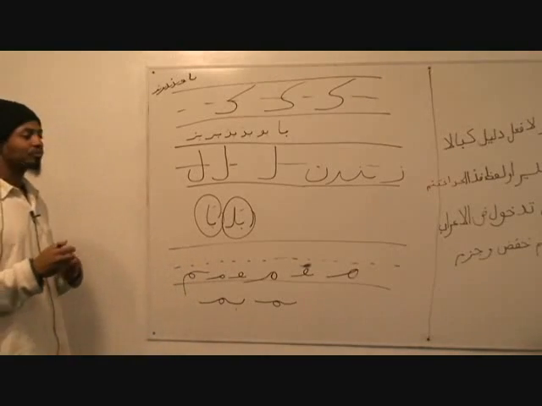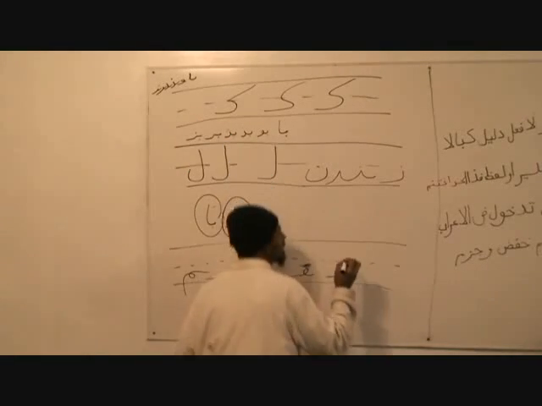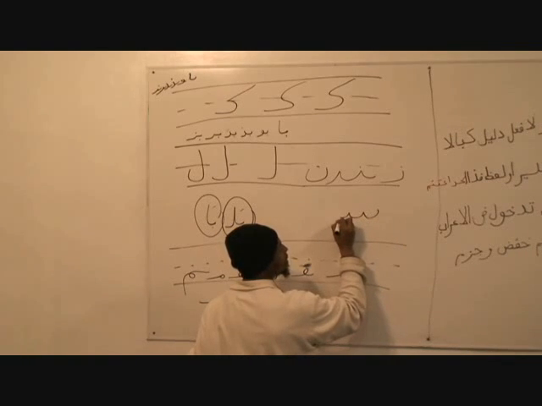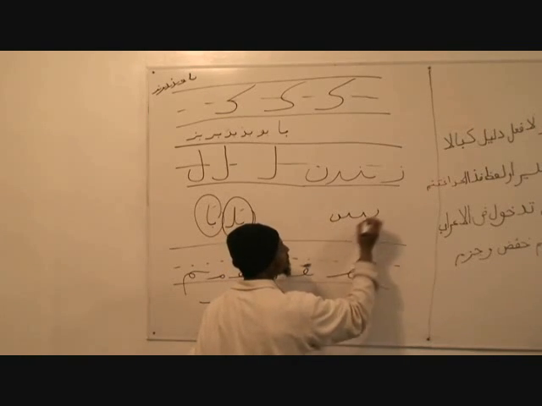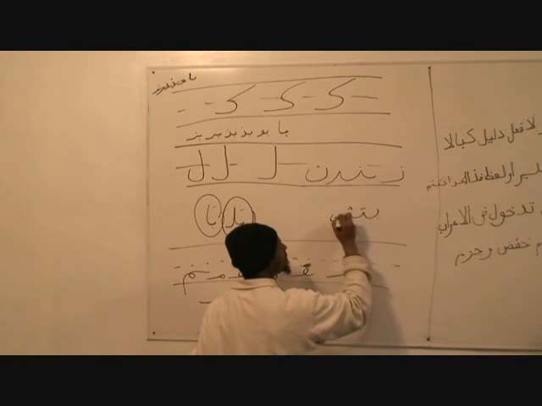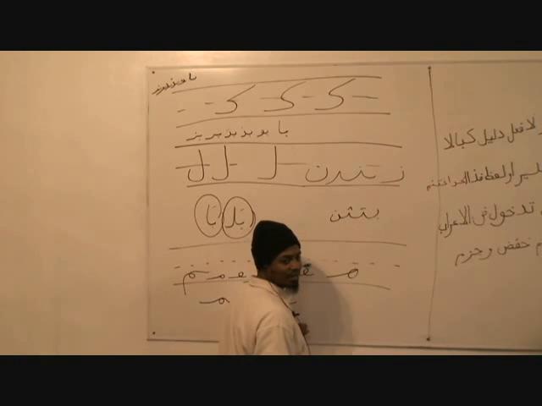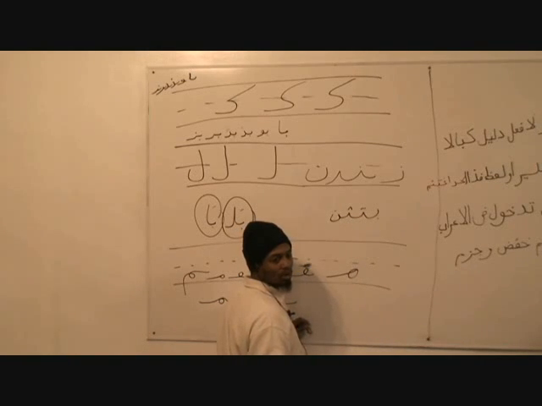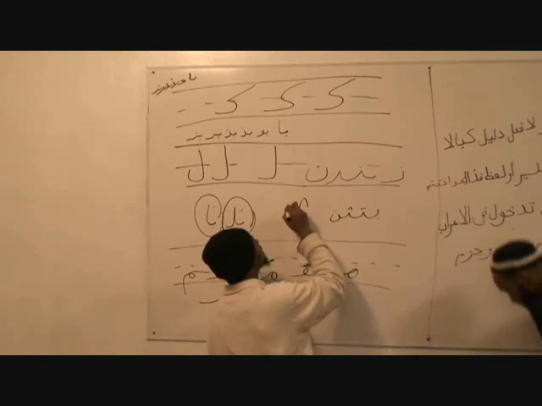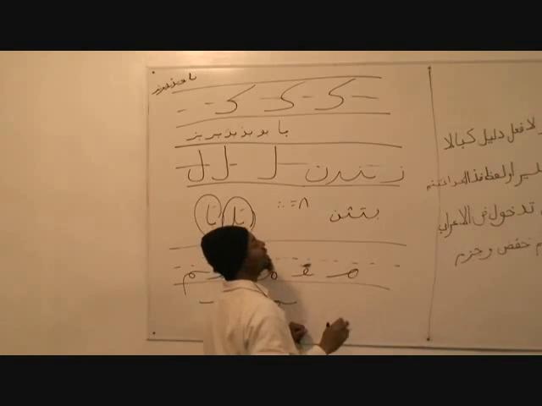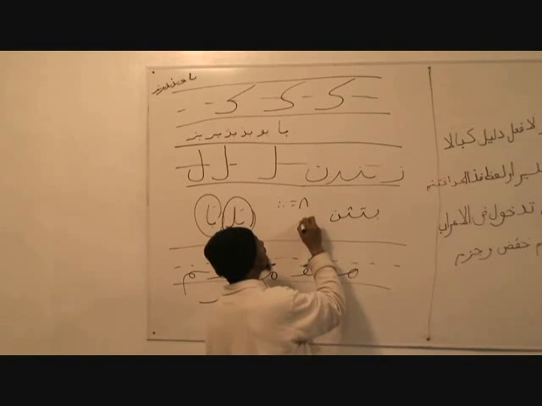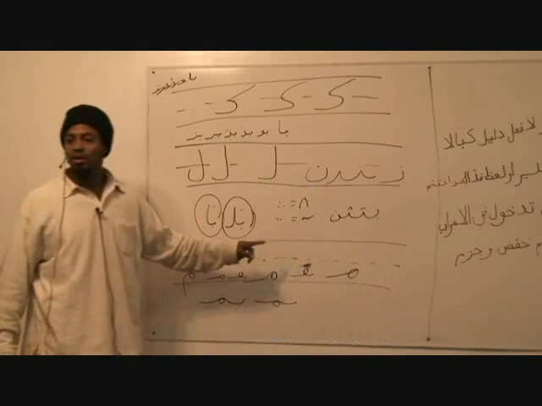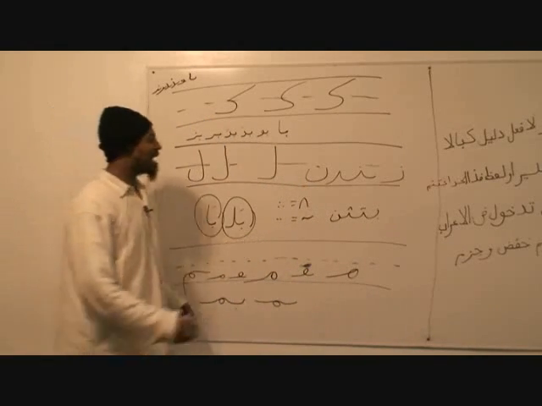That's noon. So I can go like this. I can say ba, ta, tha, noon. The end. So I say ba, ta, tha, noon. You see that? Did I do anything different besides putting the dot? No. And this right here means this is equal to this. This right here, squiggly line, is equal to 2 dots. Do you understand?